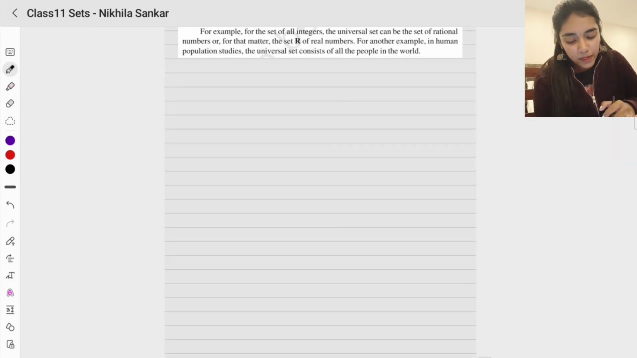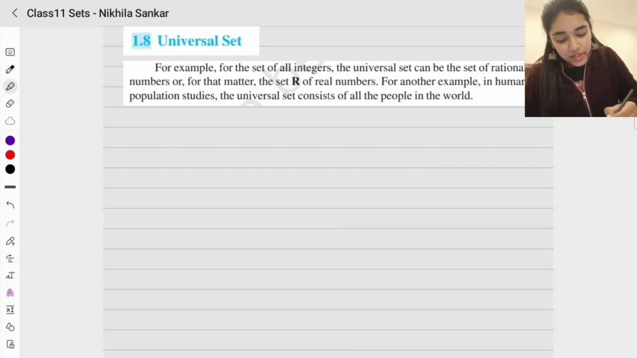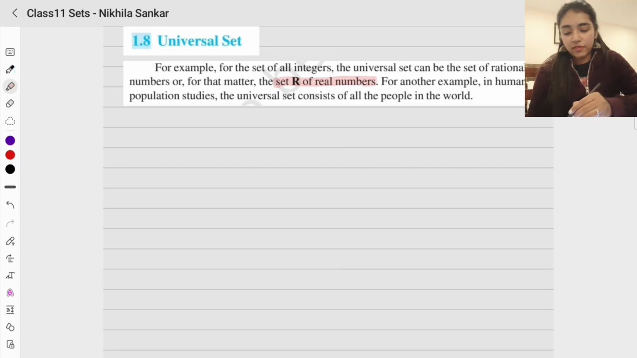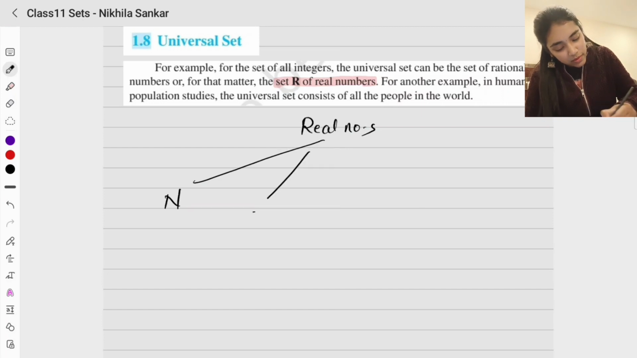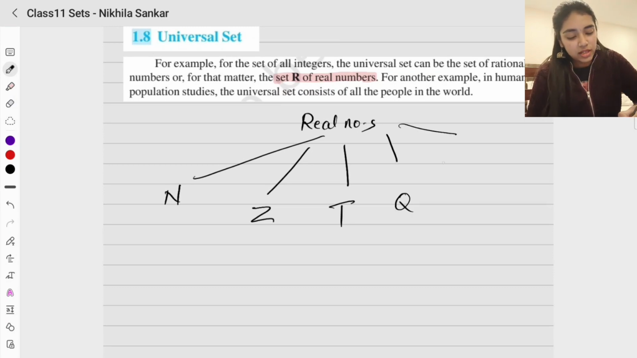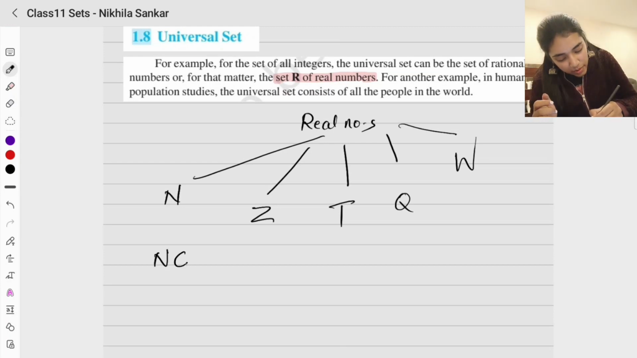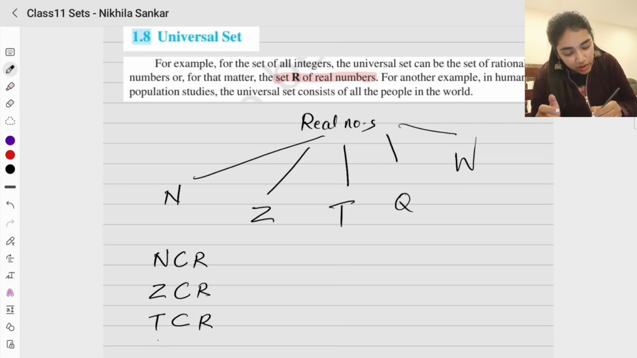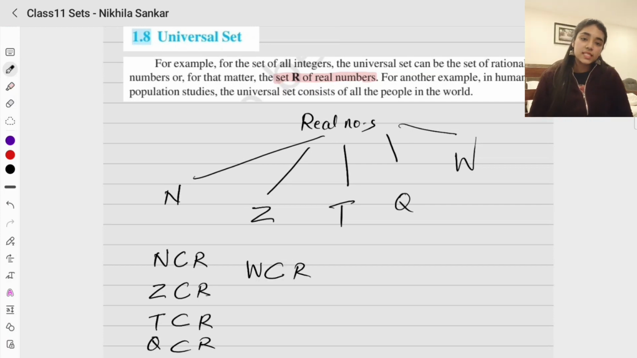You will understand this. Now, what is a universal set? For so long I have been saying universal. So when it comes to numbers, real numbers is the universal set for everything. From real numbers, I have natural numbers, I have integers, I have irrational numbers, I have rational numbers, I have whole numbers. So real number is a universal set for everything. So natural number is a subset of real number. Integer is a subset of real number. Irrational number is a subset of real number. Rational number is a subset of real number. Whole number is a subset of real number. So everything that you come across is a subset of real number. So the real number is going to be your universal set.